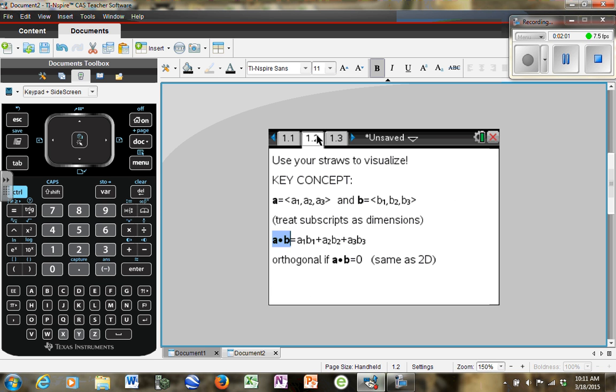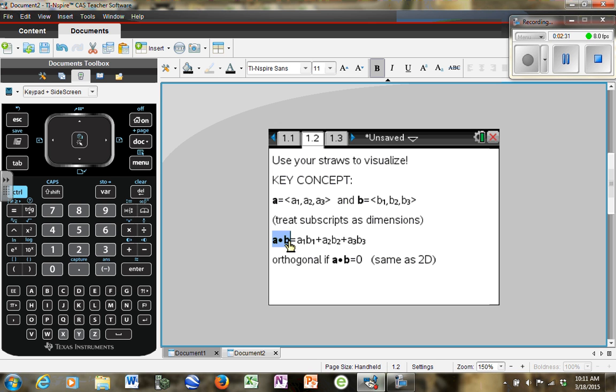And again, use your straws to visualize these things, but here are the main key concepts if you didn't write this down from the book already. Now instead of having just 2 dimensions, we have 3, and we want to treat these subscripts as dimensions. So here's the A vector in its component form, and how much it is in the 1 direction, or the X direction, the Y direction, and the Z direction, the first, second, and third dimensions. We've got a second vector here, and also it's in 3 dimensions.